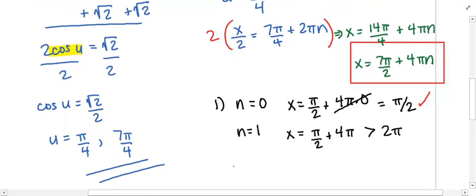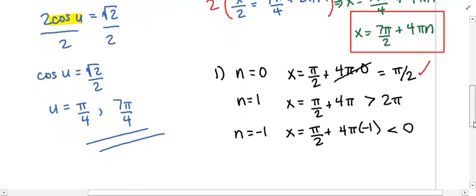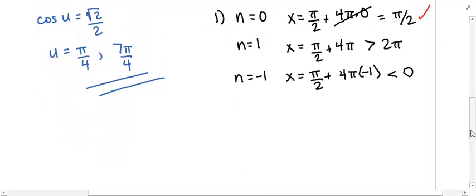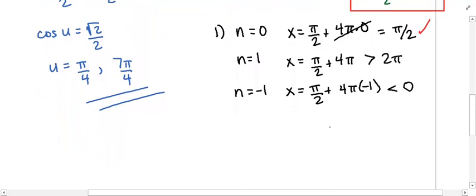Okay, if I had looked on the other side of n equals 0, if I did n equals -1, the same thing would happen here. If I put in -1, I would be taking pi over 2 and subtracting 4 pi. So this is going to be less than 0. Okay, so that's not going to be a valid solution in between 0 and 2 pi. Okay, these are solutions, but they're not between 0 and 2 pi. Okay, you need to check the other equation.